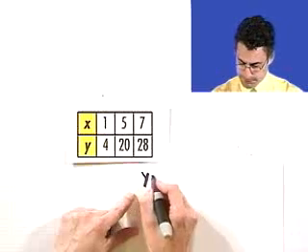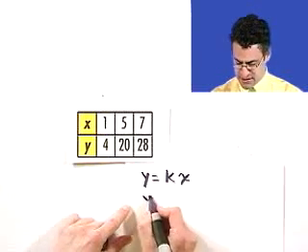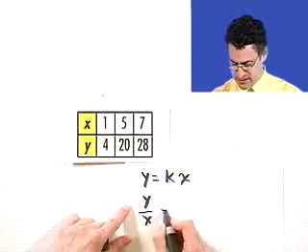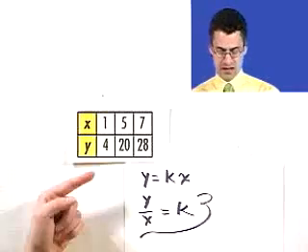So therefore, I'm going to check the thing we talked about before, which is to see if I have a constant quotient. Because remember, direct variation means y equals kx, which means if I divide both sides by x, y over x is a constant. So let's see if y over x is always a constant.